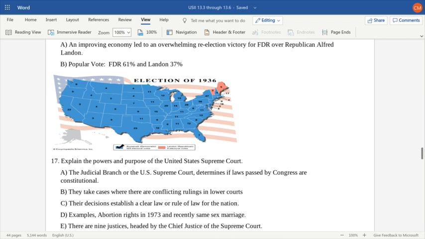Other issues here, decisions that establish clear law or rule of law for the nation, which is what the same-sex marriage ruling did. Another example from the 1970s was the abortion issue. In 1973, the Roe versus Wade case went in front of the Supreme Court, and they ruled that in all 50 states, you have to allow a woman to make her own decision, and therefore abortion is legal in all 50 states.